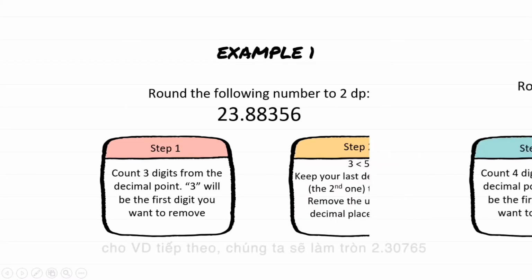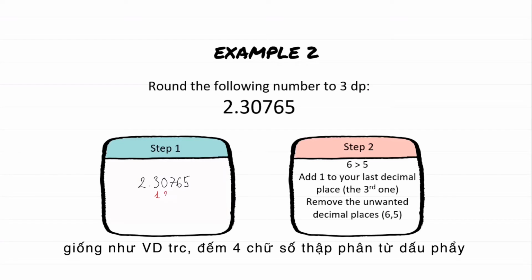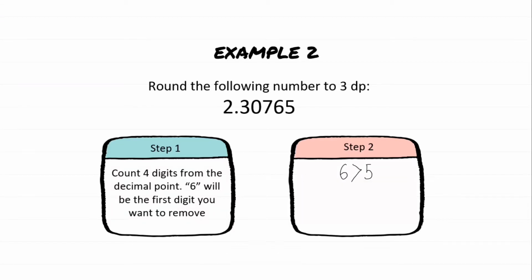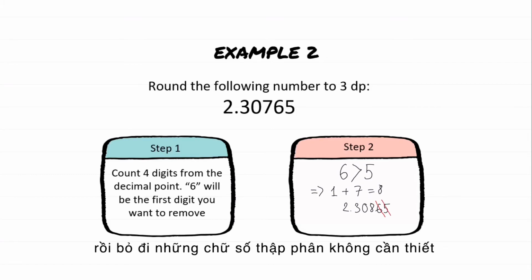For our next example, we will be rounding 2.30765 to 3 decimal places. Just like the previous example, count 4 digits from the decimal point. Number 6 will be the first digit you want to remove. But 6 is larger than 5, so you will need to add 1 to your last decimal place, which is adding 1 to 7. Then remove the unwanted decimal places.